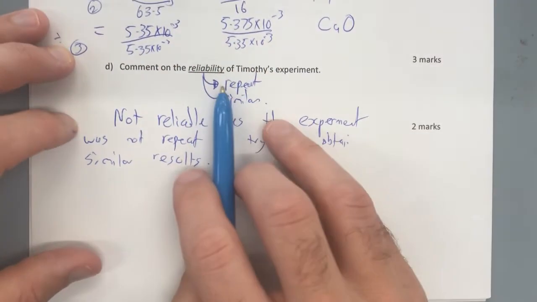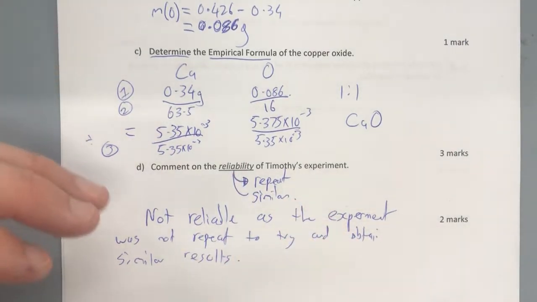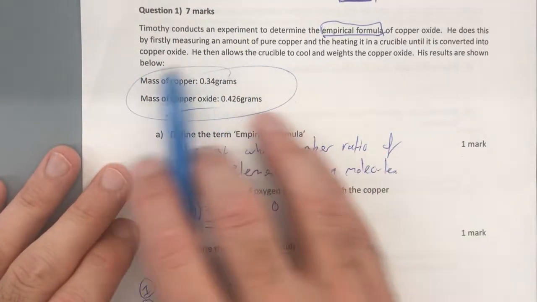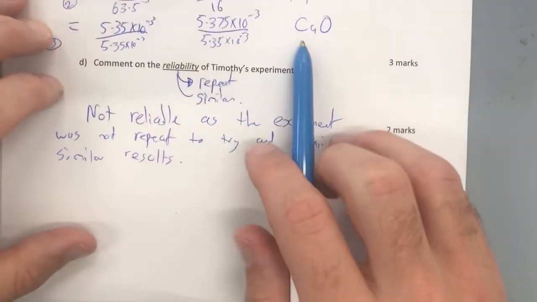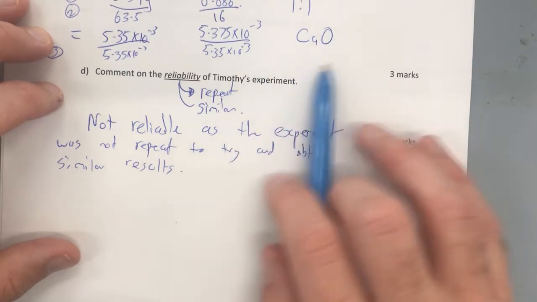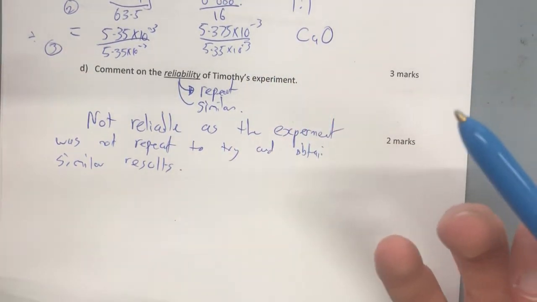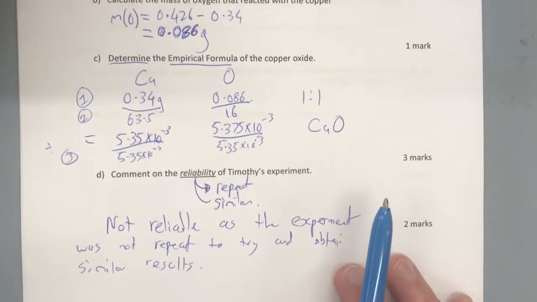The idea with reliability is we only know if something's reliable if we do it time and time again and get the same result. This could be a random result, so we don't know if that's actually what we should be getting. Okay? It works out, yes, to get a reasonable empirical formula, but is that reliable? We don't know, because it wasn't repeated. So that's the answer to question 1 of our practice test.